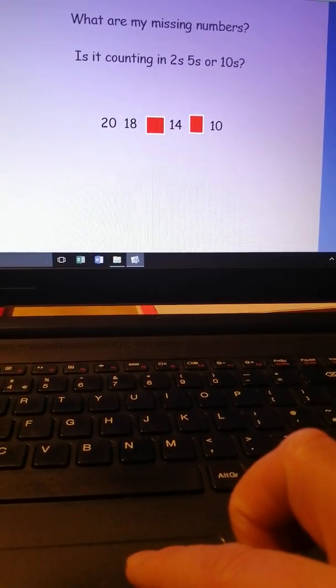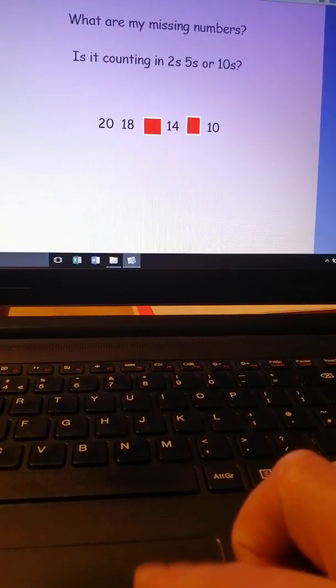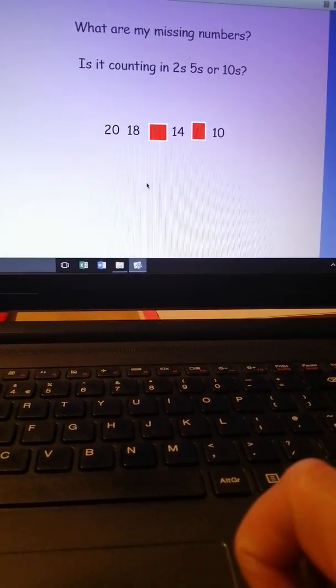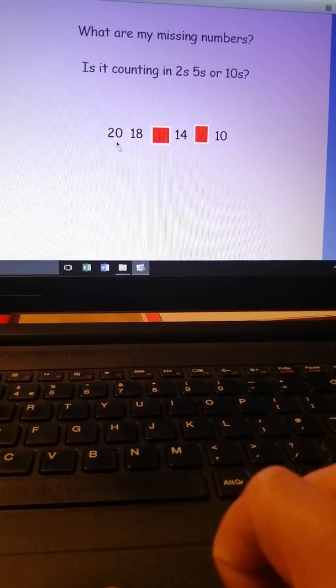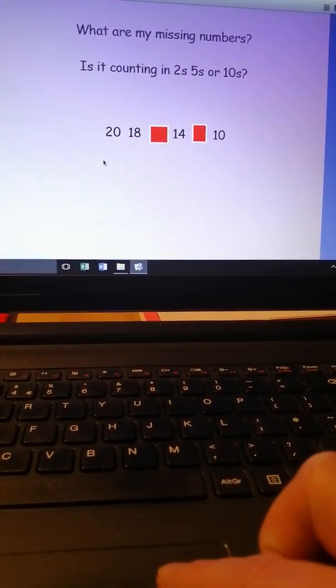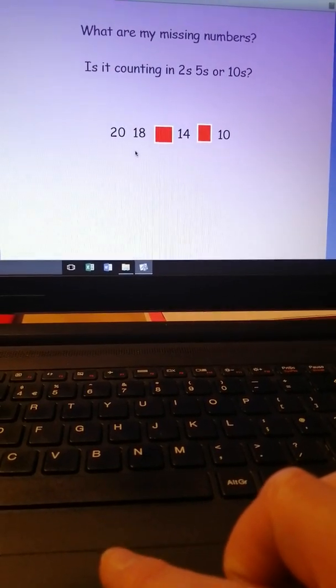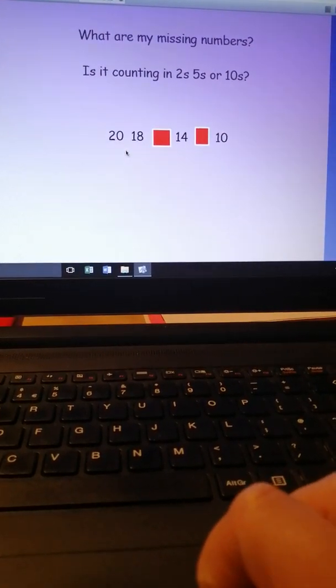So this time, my numbers are still counting in 2s, 5s or 10s, but they're going backwards. My number is decreasing, which means it's going down. So I'm still counting, I've still got my pattern, but it's going the opposite way. So just be careful of this when you're finding the missing one.